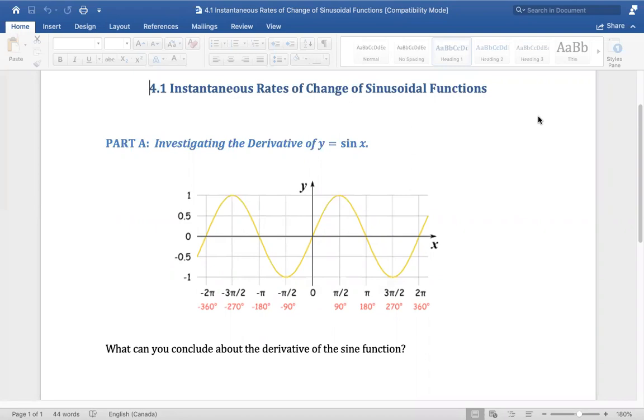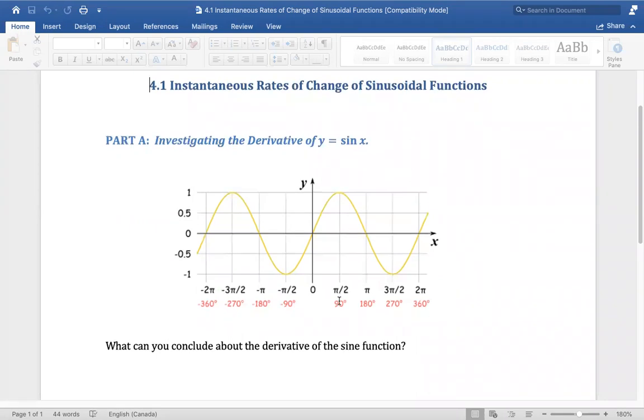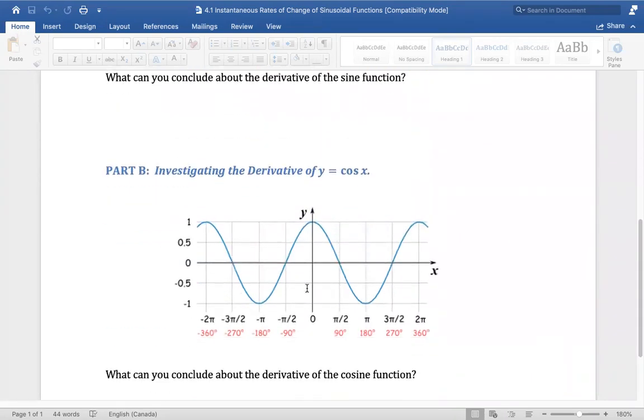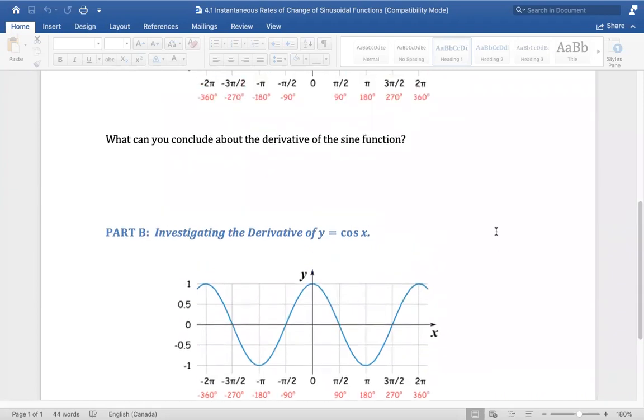So we're looking at the instantaneous rates of change of sinusoidal functions. Again, sinusoidal functions are our wave curves. We're looking at the sine function, which is right here, and the cosine function, which is right here. And again, we started that in grade 11.